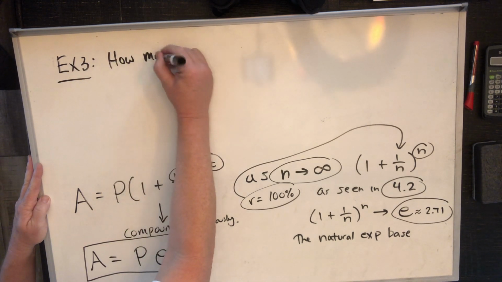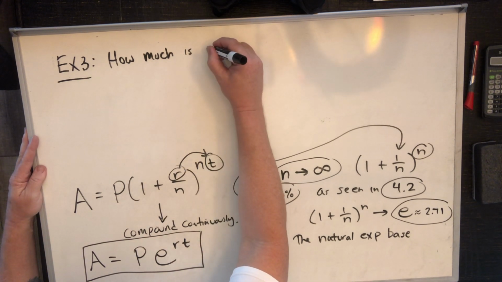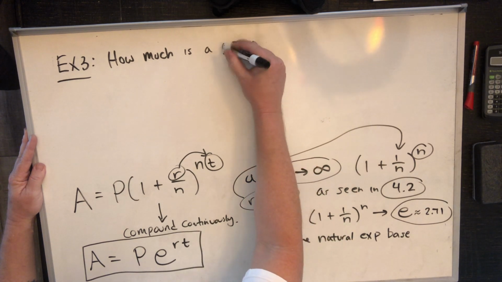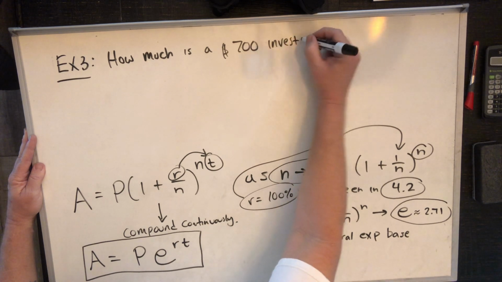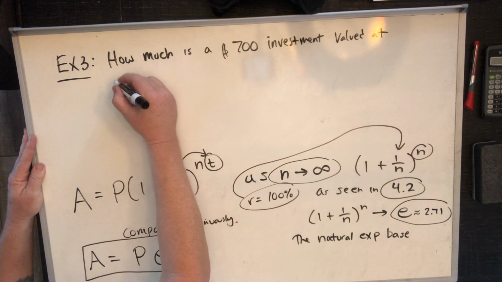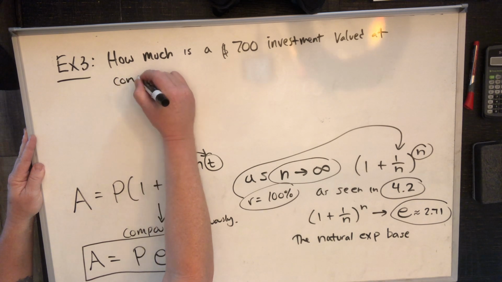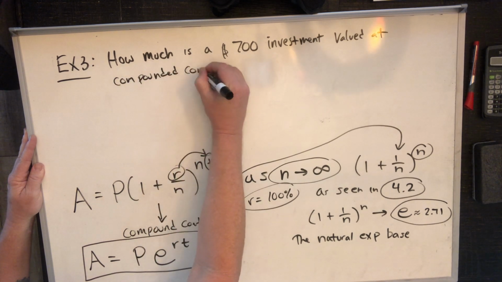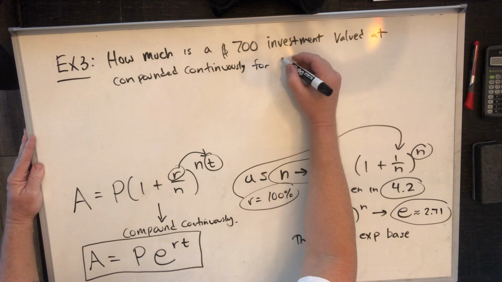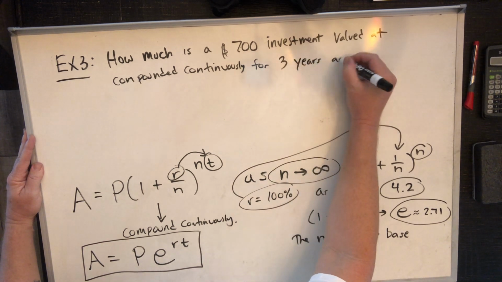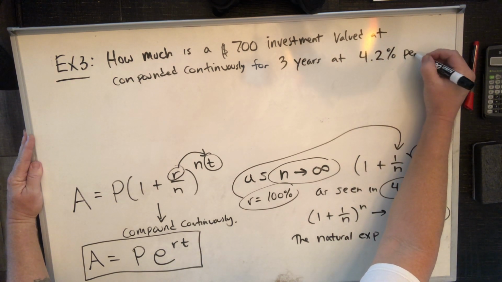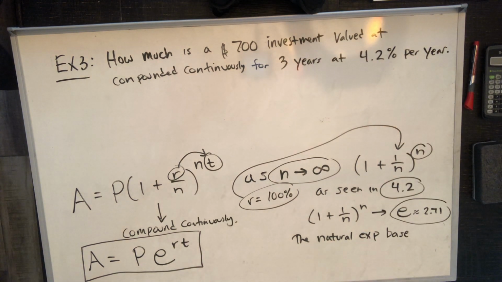So, how much is a $700 investment valued at, compounded continuously for 3 years at 4.2% per year? Or sometimes they'll say per annum.